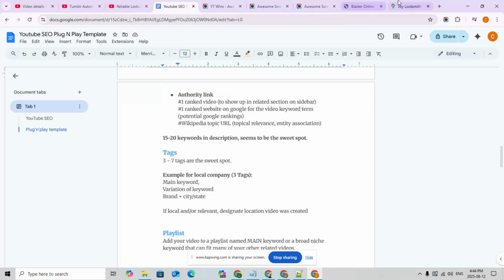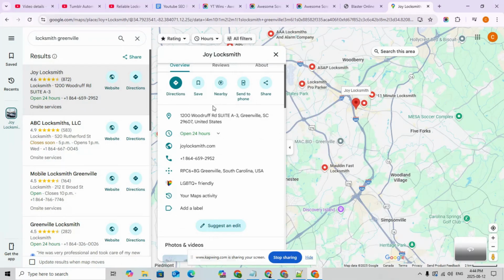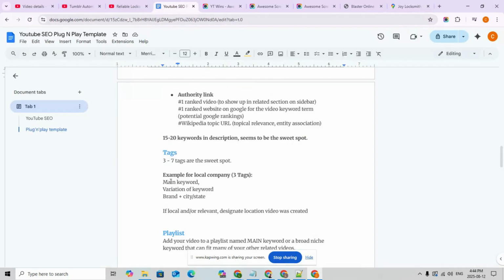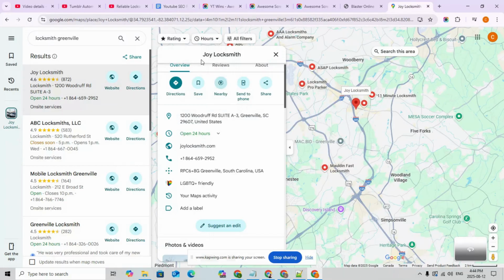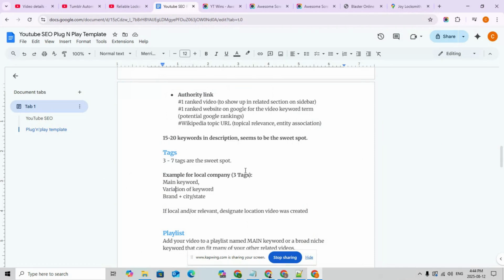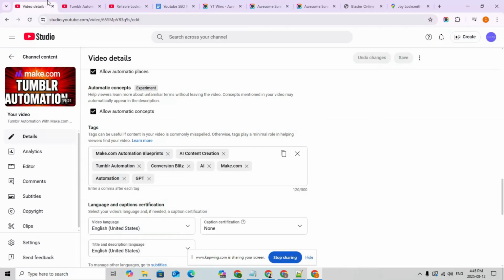If it was a local company, like we took a look at some locksmithing companies as an example, you want to do your main keyword, variation of the keyword, and then brand plus city and state. And also, if you wanted to do like locksmith, Greenville, South Carolina, that sort of idea, you could also do that. But basically keeping it between 3 and 7. If you go a little bit over, it's not going to be the end of the world. It'll be fine. I've even gone up to, I think, 10 or 12 tags, depending on the niche and the keyword. But really, for something as targeted as this, you really only need between 3 and 7.